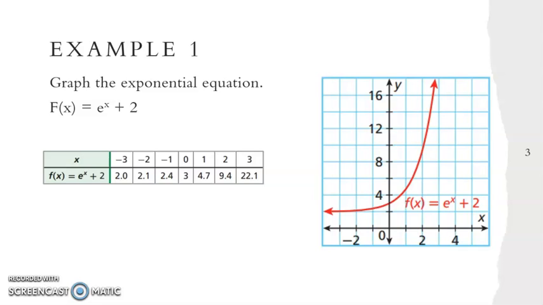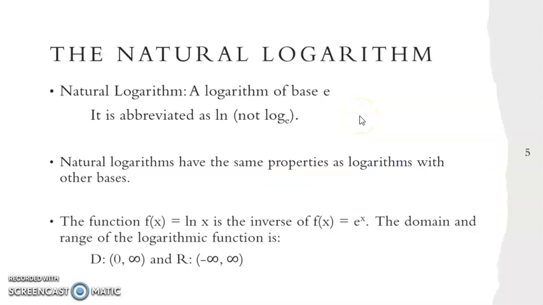Let's take a look at what a natural logarithm is. The natural logarithm is a logarithm of base e. So e is the base on the log. Now, it is abbreviated as ln, and you do have an ln button on your calculator. If you have a TI-84, it would be the third one up from on. And we don't actually write it as log base e. That is implied when you see the ln.